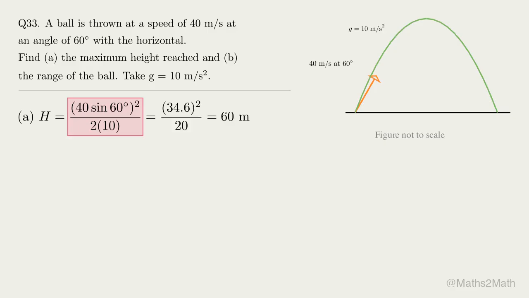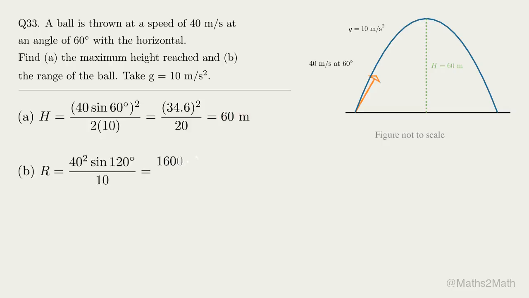U sine 60 is 40 times root 3 over 2, about 34.6. Squared over 20, 60 meters. Range, u squared sine 120 over g, that is 1,600 times root 3 over 2, over 10. 80 root 3 meters, about 138.6.